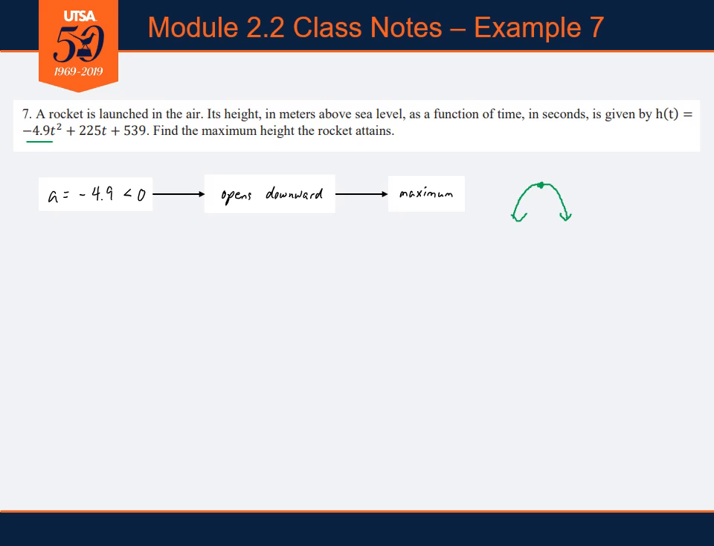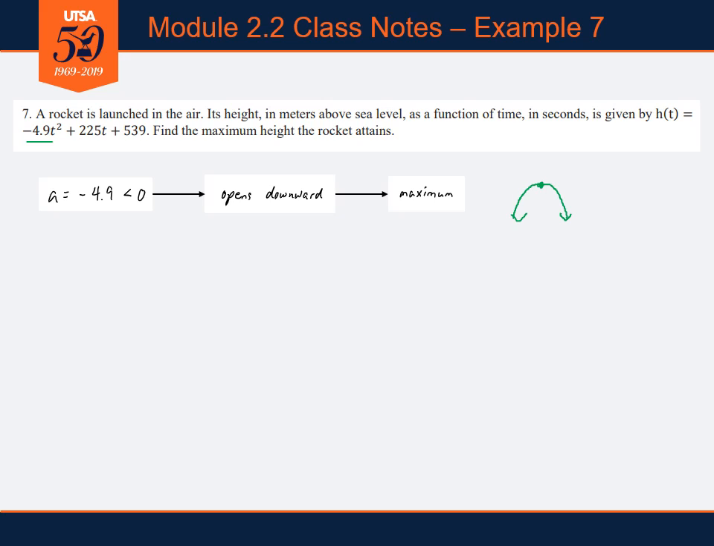Having done this part of the analysis so far, I realize that finding the maximum height that the rocket attains is not going to be terribly difficult. It's not going to be anything beyond the type of work that we've already done in this module, because that maximum is just the vertex. So finding the maximum height the rocket attains translates into the math of finding the vertex of the parabola.